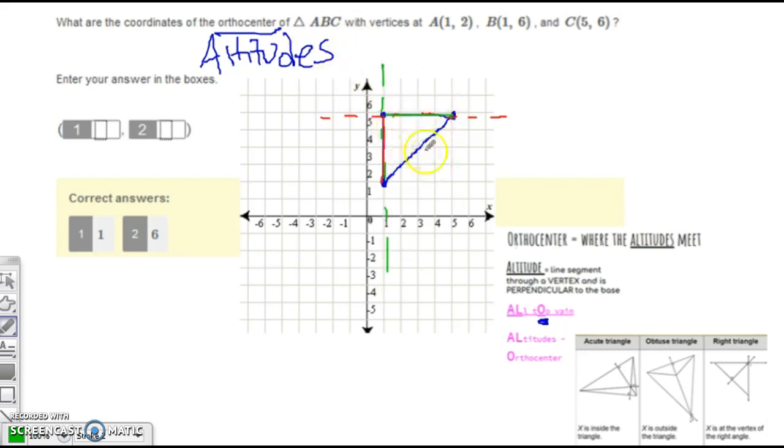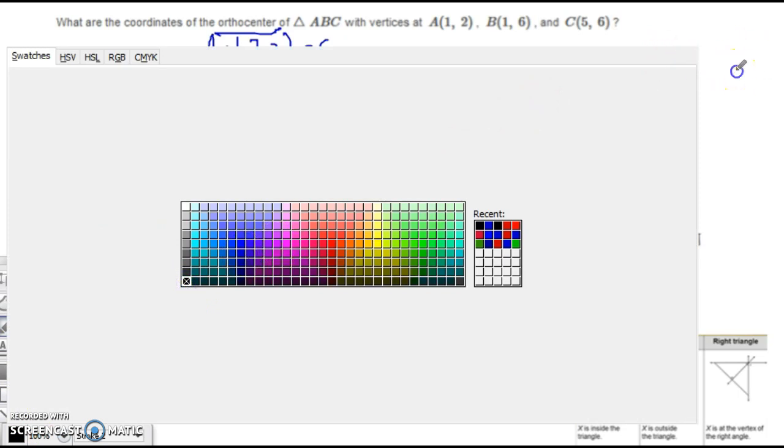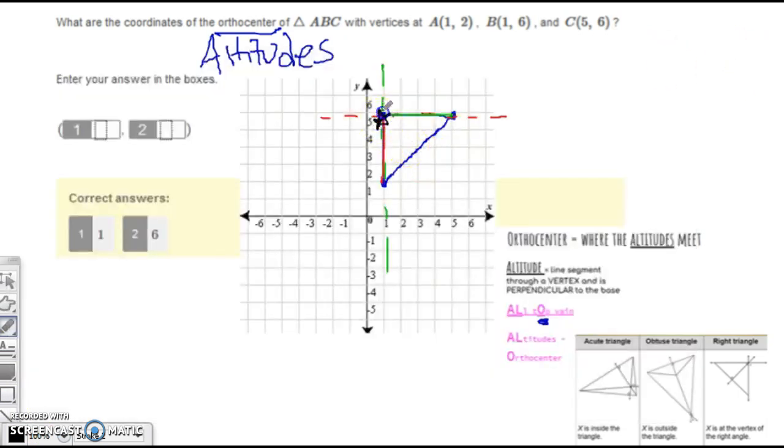Now finding the altitude of this side would be a little bit harder, but you only need the intersection of two of them to figure out where the intersection point is. So we've already got it. Those two intersect right there. So the orthocenter is going to be located at 1, 6.